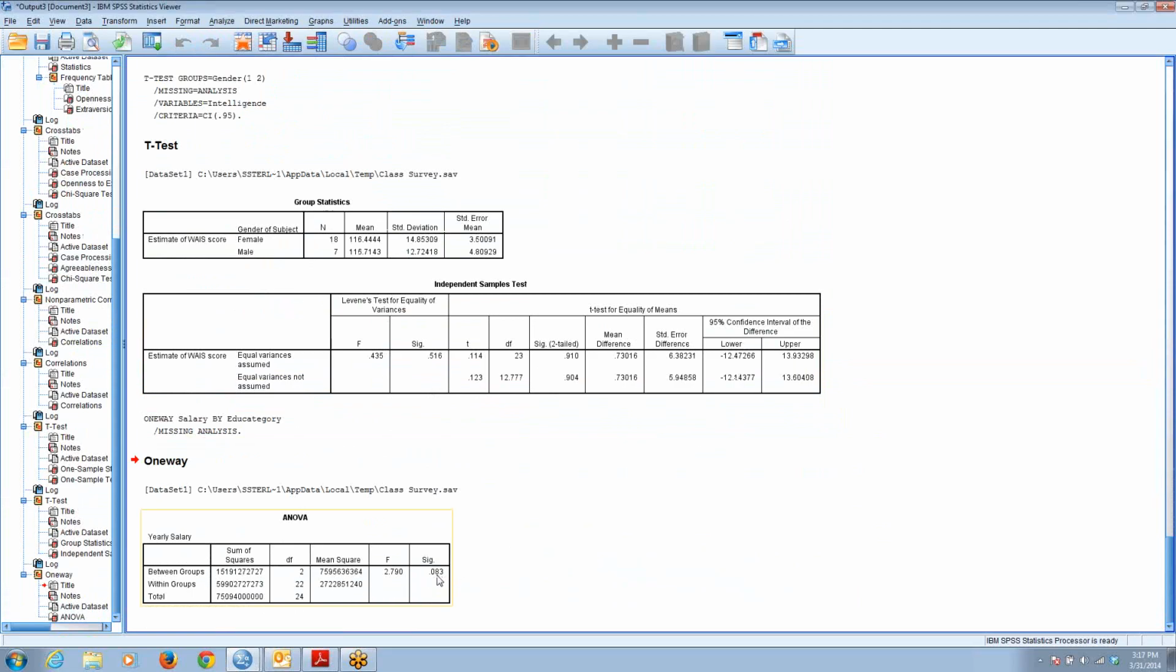And what we have here is, it's not significant, but it's close again. So the way you would report this is that in our sample, there was no significant difference between people who went to high school, college, or graduate school in terms of their yearly salary. F equals 2.79, p equals 0.083, or you could say p is greater than 0.05.